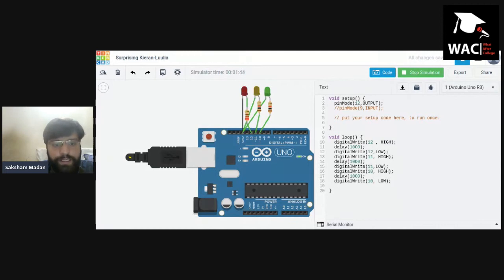Okay. Next is stop sharing the screen over here. Application window. Yeah.